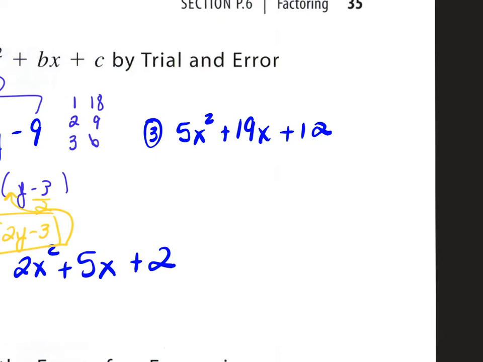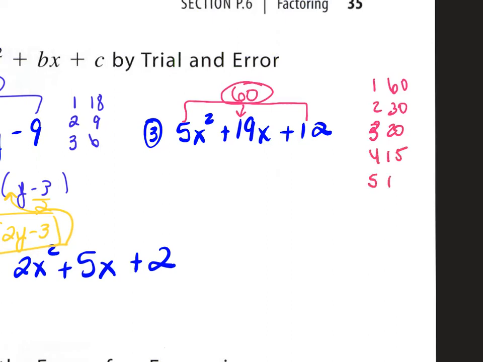All right, if the numbers get bigger, that doesn't mean anything. It doesn't make it any harder. You just have to think a little bit more. So again, there's no GCF. There will be in a minute when we do some other problems, but A times C. So 5 times 12 is 60. Factors of 60 that multiply to give me 60 but add to give me 19. So 1 and 60, 2 and 30, 3 and 20, 4 and 15, 5 and 12, 6 and 10.